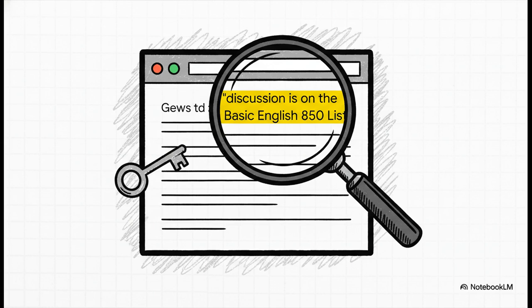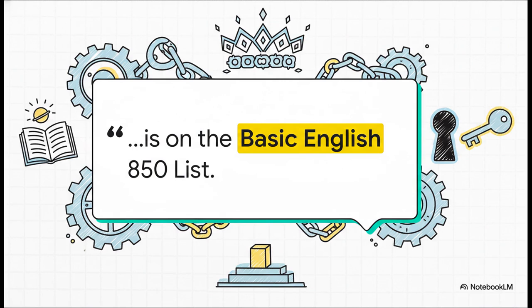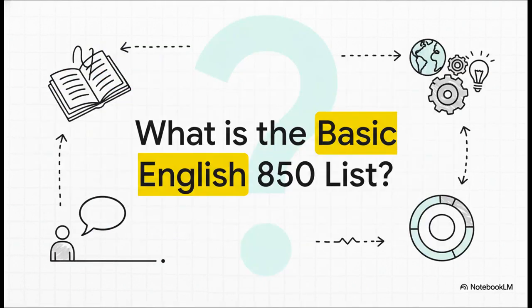It's so easy to miss, but trust me, it's the key to everything we're about to get into. I mean, think about that for a second. This isn't just any old word. It's a member of a pretty exclusive club. This one phrase is our ticket into a whole philosophy about language. And that, of course, leads to the big question that I'm sure you're asking right now. What exactly is this list?